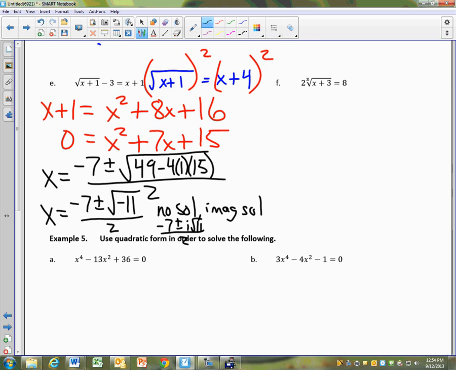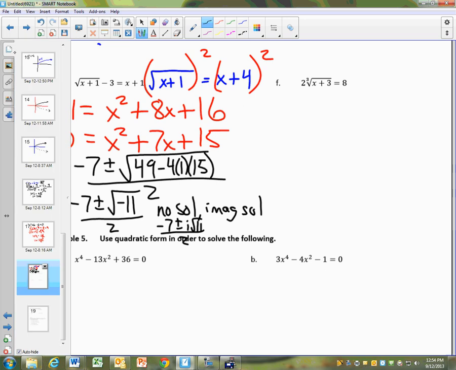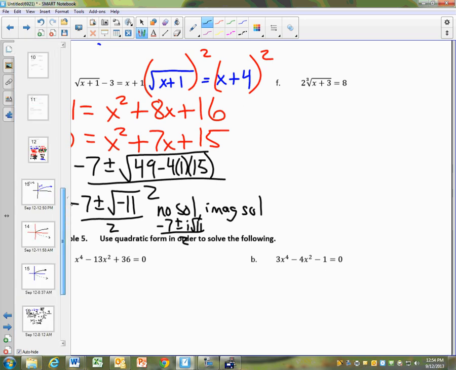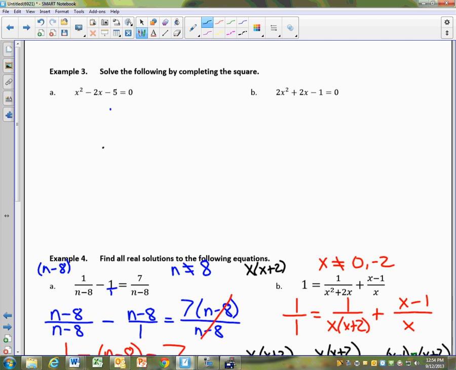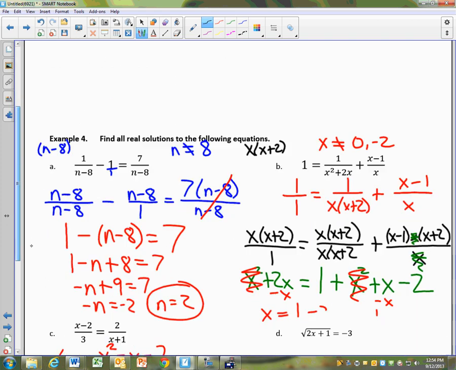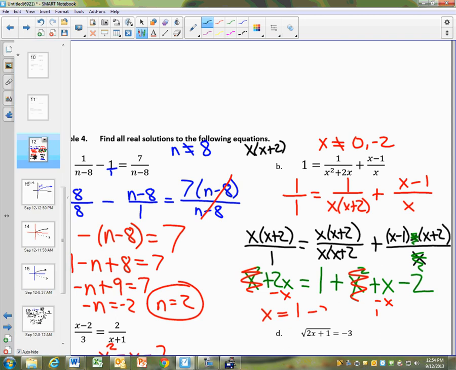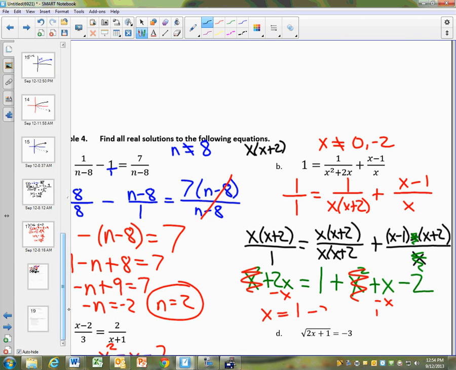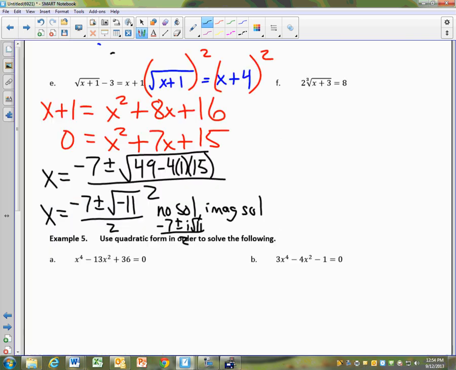Well, if the directions say solve, provide solutions, so it says find all real solutions. If the directions say that, technically there's no real solutions. So no solution to answer that question would be appropriate. But if the direction said find a solution, then you might want to count complex ones.